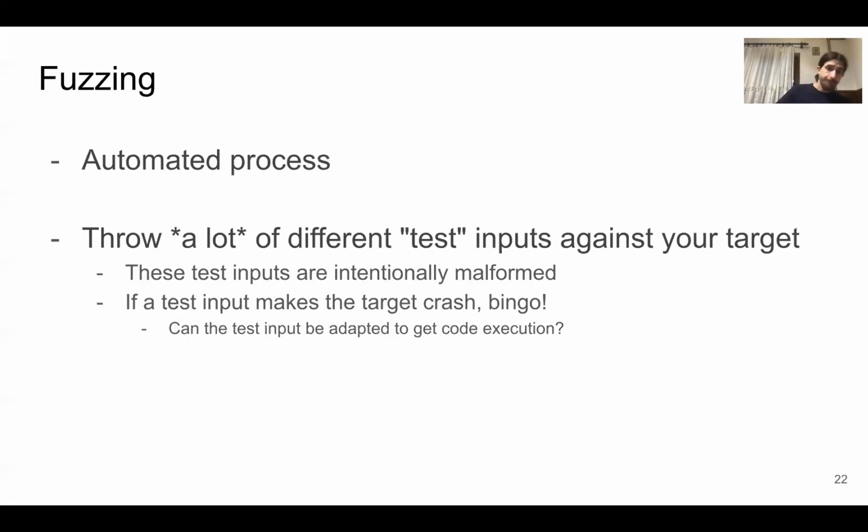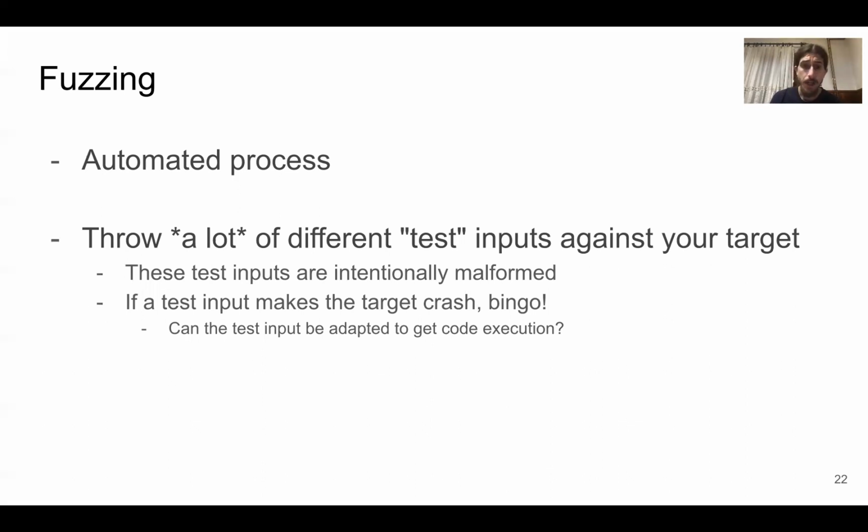What is fuzzing? Fuzzing is an automated process, and the idea here is to throw a lot of different test inputs against your target, okay? And these test inputs are intentionally malformed, and the idea is that at a certain point, maybe one of these random test inputs makes your target crash. And at this point, you're very happy because maybe you found something: a normal application should not crash. So if something crashed, maybe it means that there was a memory corruption vulnerability bug that you somehow managed to use to crash the application.